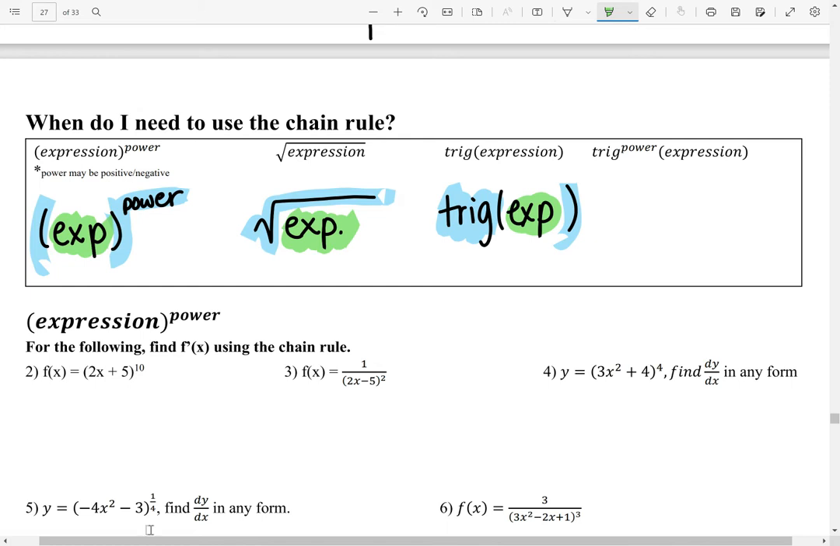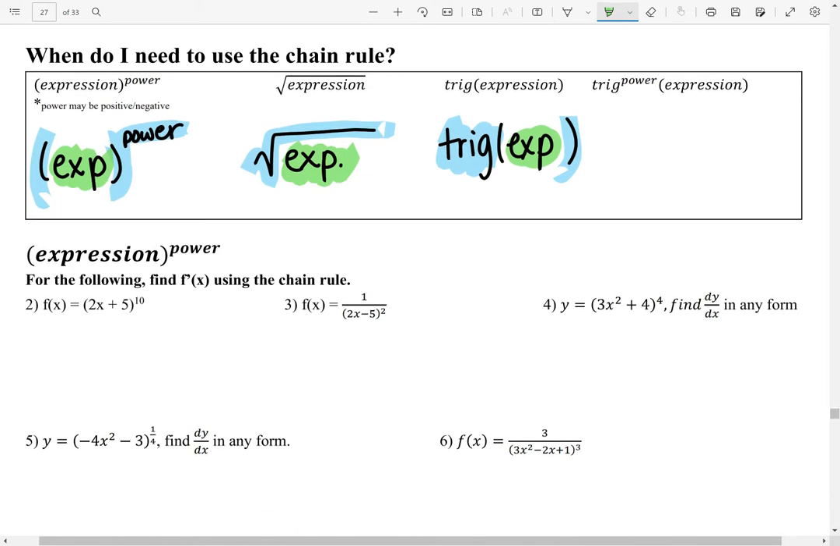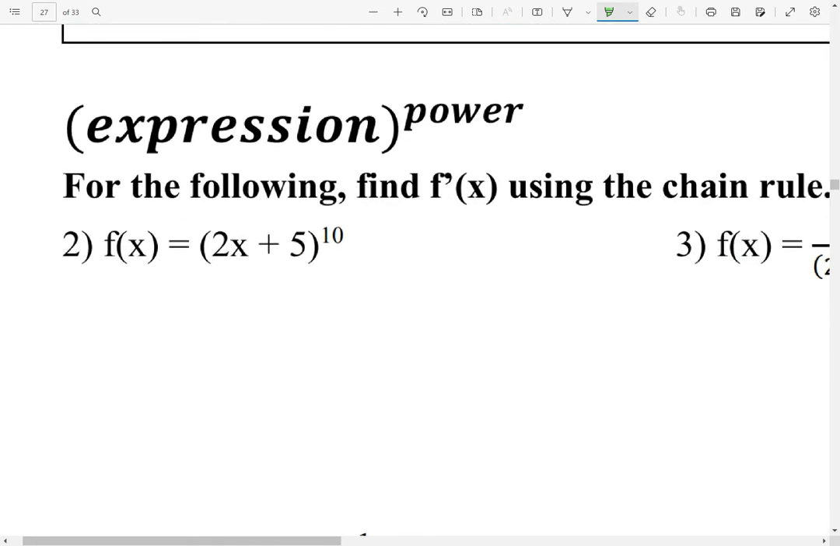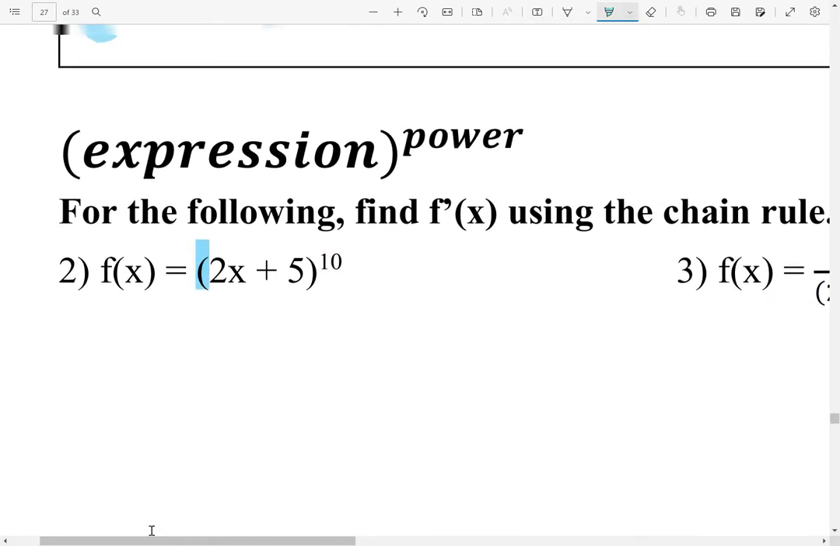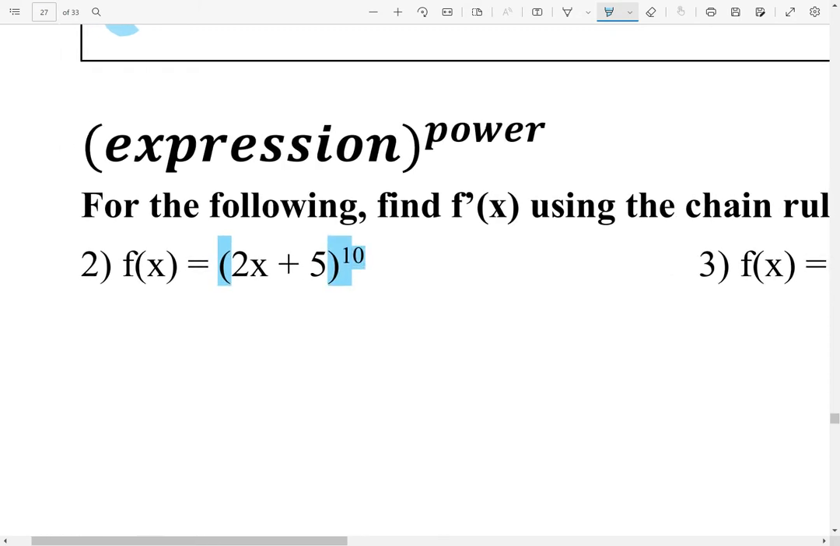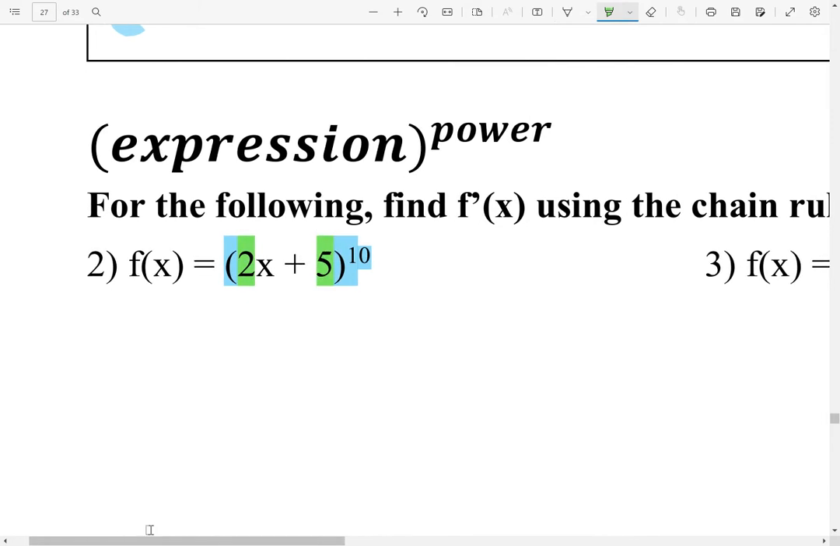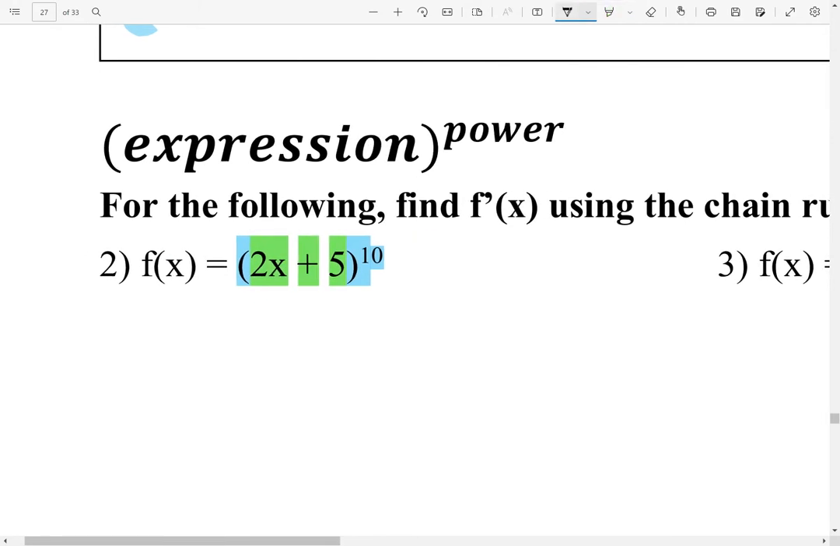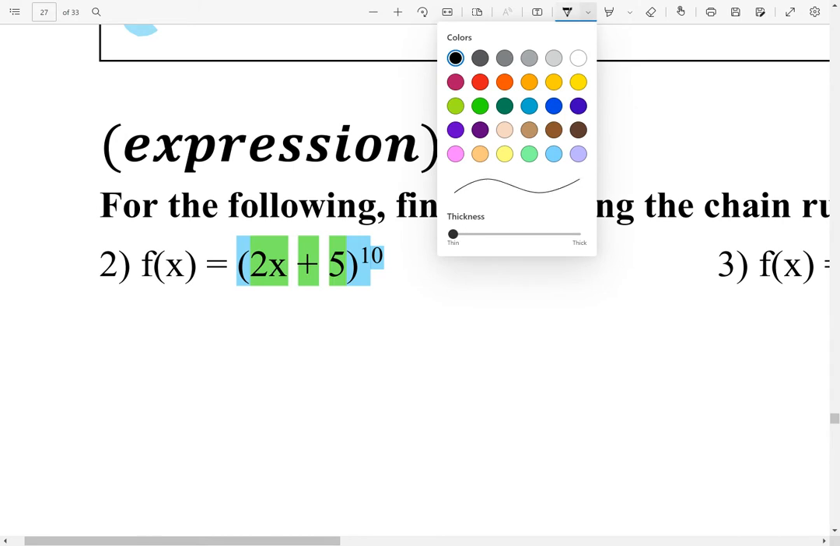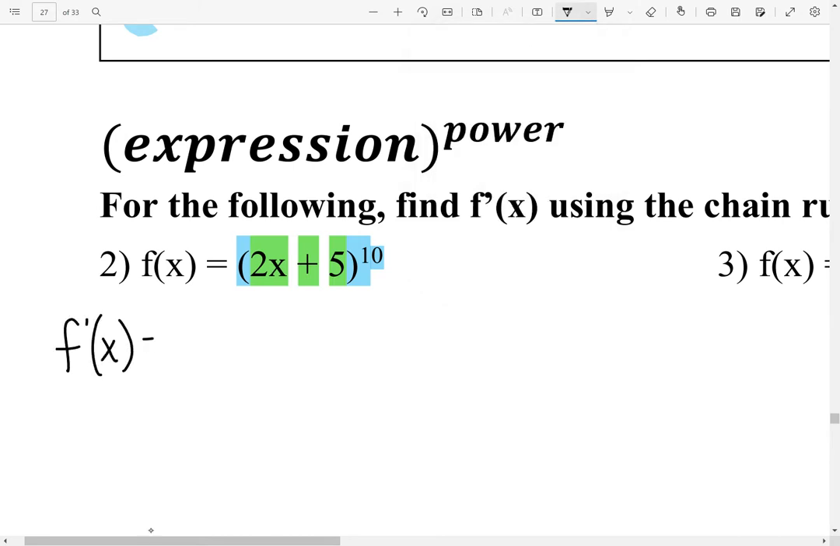So let's work on the expression to a power. We'll do a few of these. Example 2, 2x plus 5 raised to the 10th. In this case, the outside function is the parentheses to the power, and the inside function is the 2x plus 5. So when I go to find the derivative, I take the derivative of the outside part first. So this 10, bring it to the front. 10, parentheses, subtract 1 from 10 to get 9. That is the derivative of the outside function.